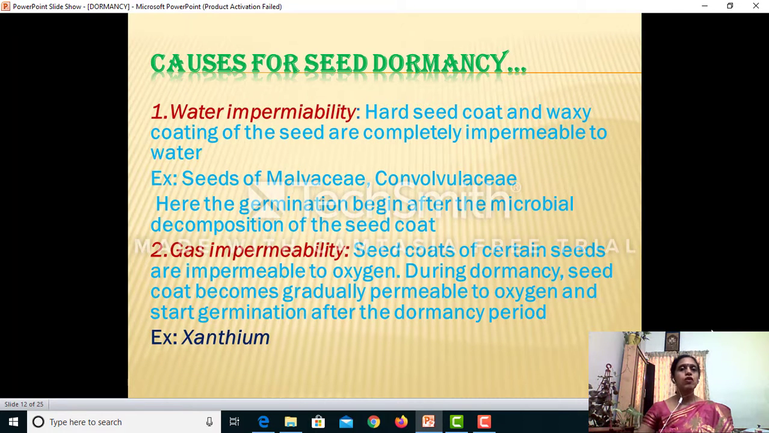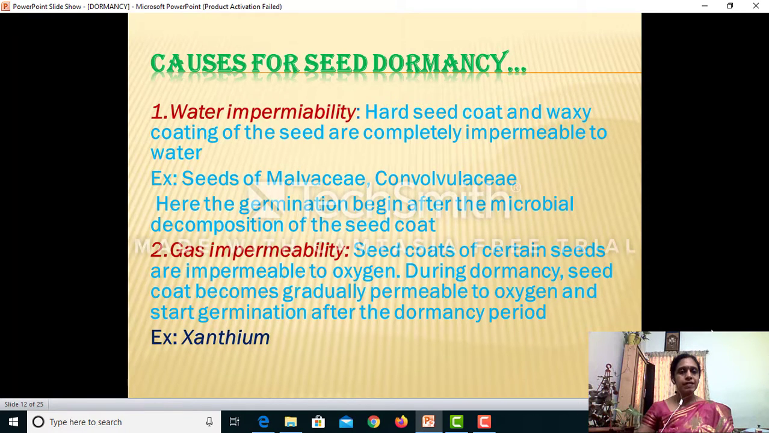And what are the causes for seed dormancy? First one is water impermeability. This is the most important and widespread cause for seed dormancy. The hard seed coat and waxy coating of the seed are completely impermeable to water. There are many such seeds, like seeds of Malvaceae and Convolvulaceae. Here germination begins after the microbial decomposition of the seed coat. Once the microbes decompose the seed coat, it becomes softened and can then absorb water.